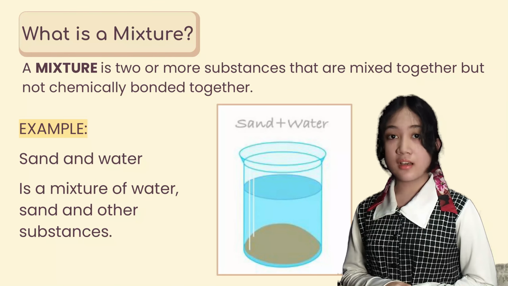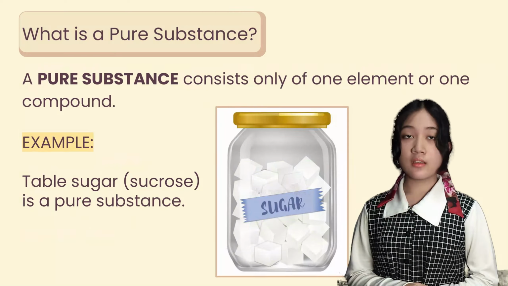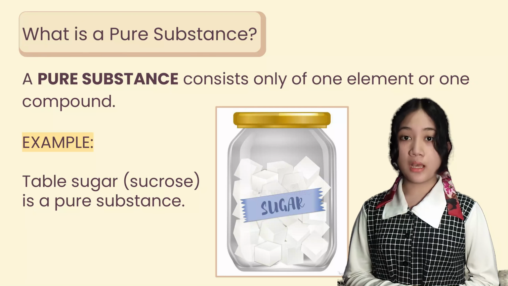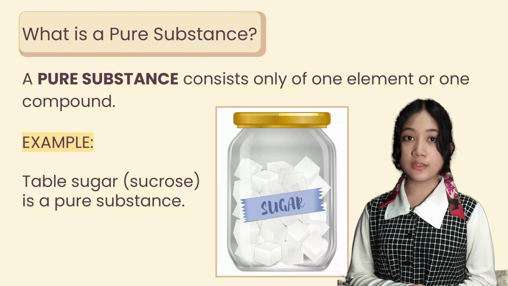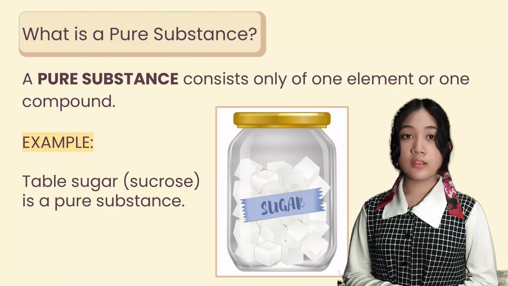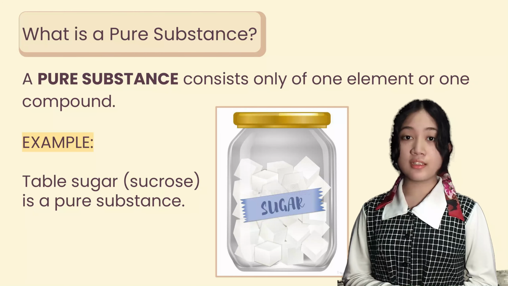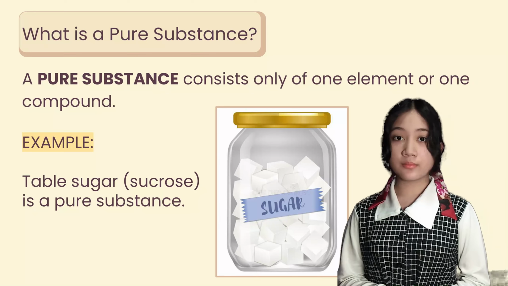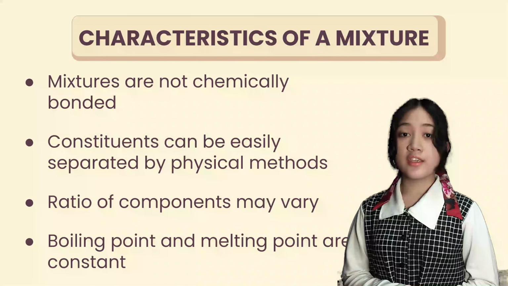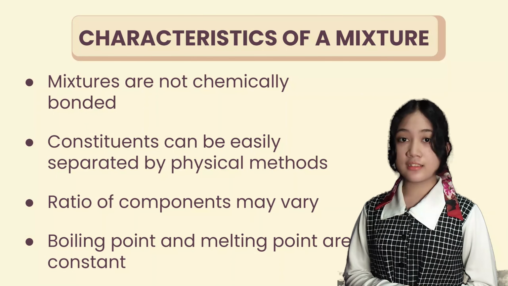But what is a pure substance? A pure substance consists only of one element or one compound. For example, table sugar or sucrose. Table sugar or sucrose is a pure substance. Now let's go back to mixtures again. Here are the characteristics of a mixture.